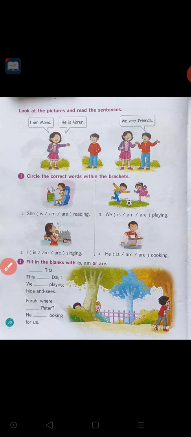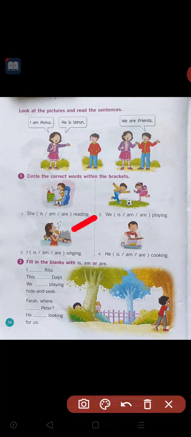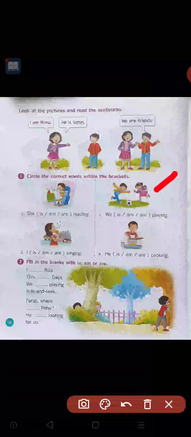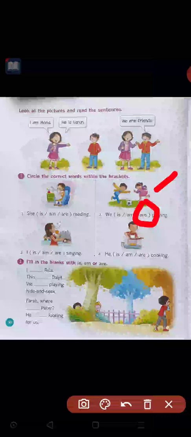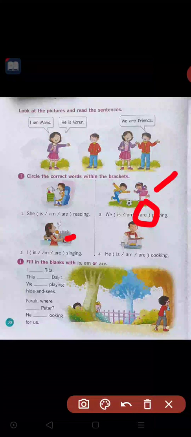Second sentence. What is this girl doing here? She says, I am singing. Next, we playing. What are these doing? These, it means we are playing. Two means are. One means is. So I means one girl is there. She is singing here. I am singing.